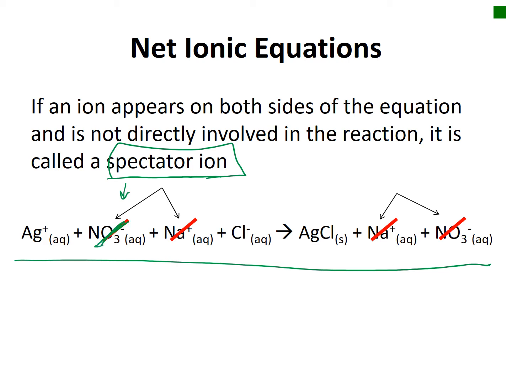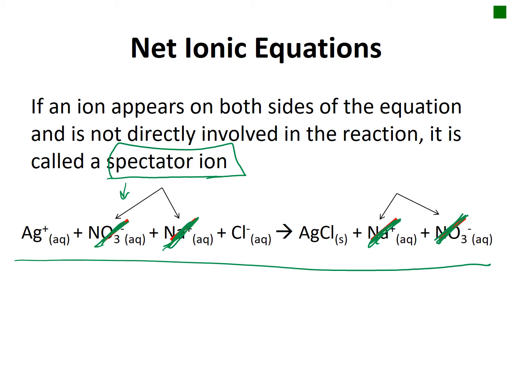Now I cross off the things that are exactly the same on the left as on the right. So NO3 minus: I've got that on the left, and I have an NO3 minus on the right. Notice that they are the exact same amount, the exact same state, and the exact same charge. Okay, Na plus is on the left as Na plus aqueous, and it is on the right as Na plus aqueous. So I can cross that off.